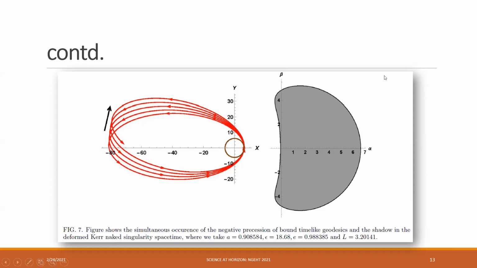The Schwarzschild and the normal Kerr metric don't exhibit negative precision. So any evidence of simultaneous occurrence of negative precision and shadow formation would discard the possibility of a Schwarzschild black hole or Kerr black hole at the center of our galaxy. It will increase the probability of existence of a deformed Kerr naked singularity at the center.